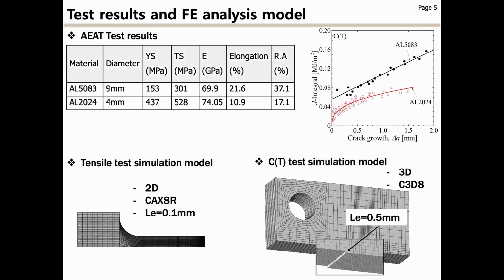Before determining the damage model, tensile tests and CT tests were organized. Tests were conducted on two materials, AL5083 and AL2024. And tensile properties and JR curves were obtained from the experiment. The minimum element size of the tensile test and CT test was 0.1 millimeter and 0.5 millimeter respectively.